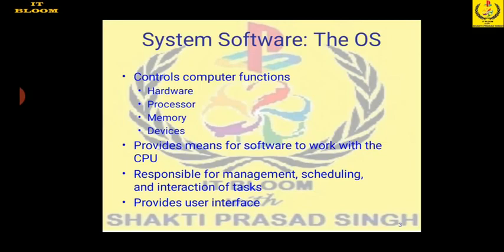Your first interaction with the OS is the user interface. In the system software, the computer system will start working with the OS, and it controls the additional CPU functions, which tasks will be performed by them, right?